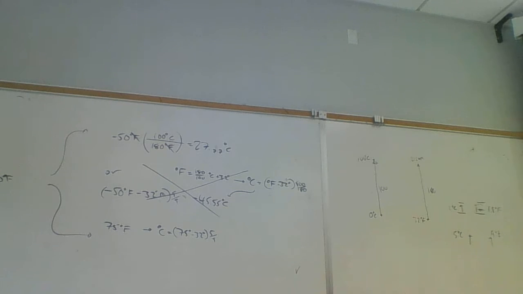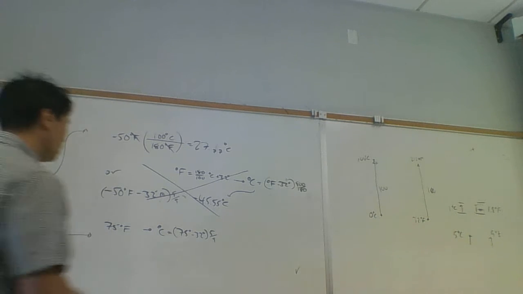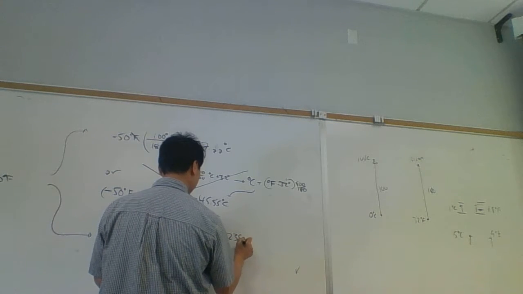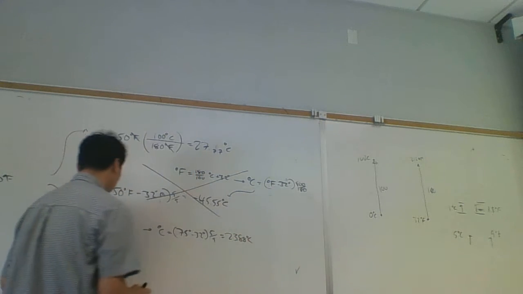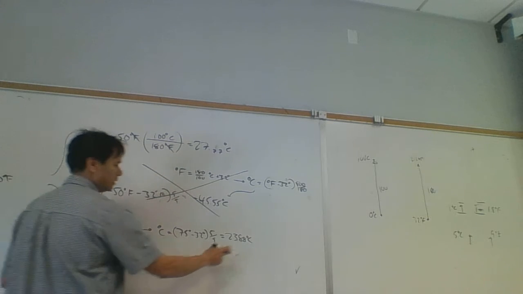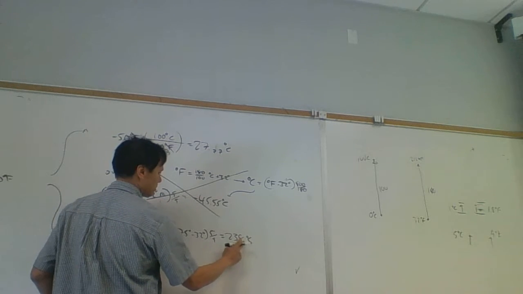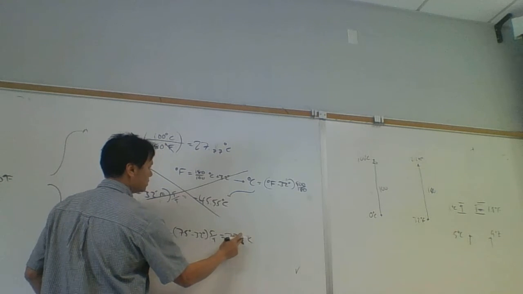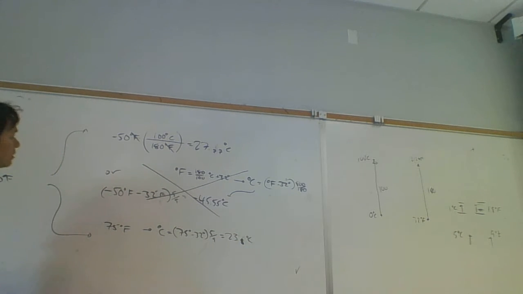75 minus 32 equals, times 5 divided by 9. And so it's 23.88 degrees C. Or actually, I'm not allowed that many sig figs. Let's just go with 23.8. I should try to keep consistent with my sig figs.